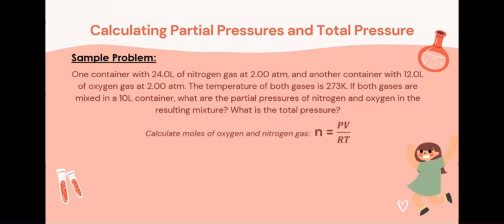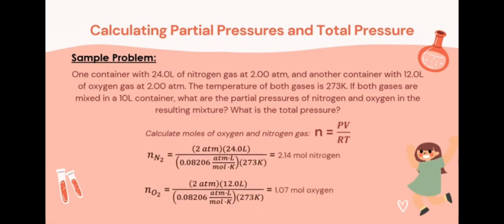To find these, we will be using the formula n equals PV over RT, which is pressure times the given volume divided by the gas constant times the given temperature. For nitrogen gas, 2 atm times 24 liters divided by 0.0821 atm times L per mole times 273 Kelvin, which equals 2.14 mole. And for oxygen gas, 2 atm times 12 liters divided by 0.0821 atm times L per mole times 273 Kelvin, which equals 1.07 mole.